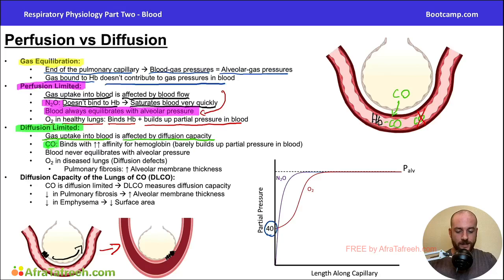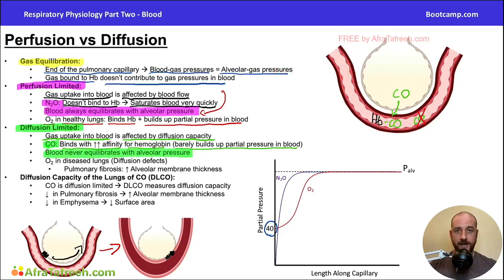And so we have that here. Carbon monoxide binds with really high affinity to hemoglobin, and as a result, it barely builds up any partial pressures in the blood. And because it doesn't really build up a partial pressure in the blood, the carbon monoxide partial pressure in the alveoli is never really going to equilibrate with the partial pressure of carbon monoxide in the blood. And that's a hallmark of diffusion limited gases. The partial pressure of the gas in the blood never equilibrates with the alveolar pressure.